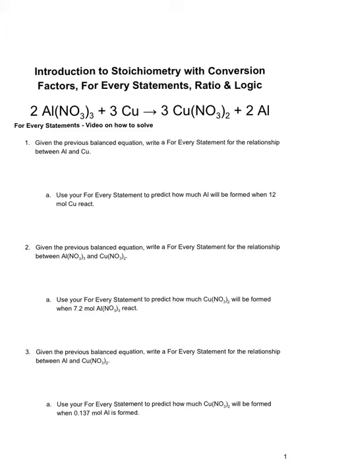So we're going to solve this problem using a for every statement. A for every statement is, here it says, write a for every statement for the relationship between aluminum and copper. So I look here and there's 2 aluminum and there's 3 copper. So my for every statement is going to be for every 2 moles of aluminum, there are 3 moles of copper. So that's my for every statement.